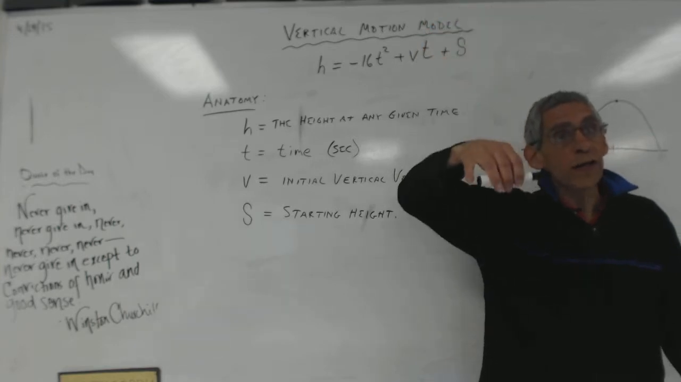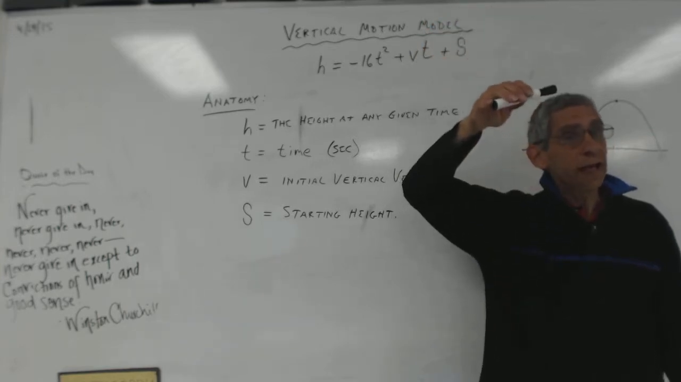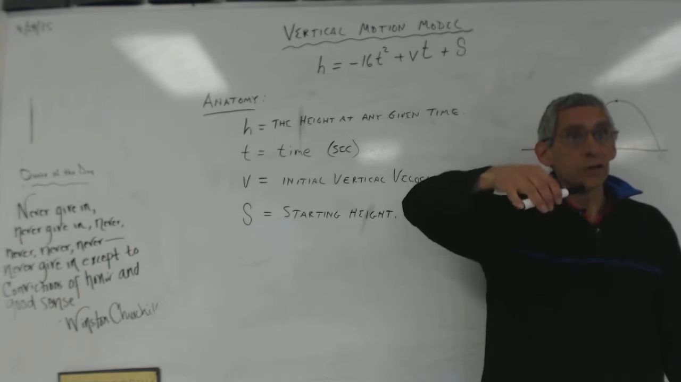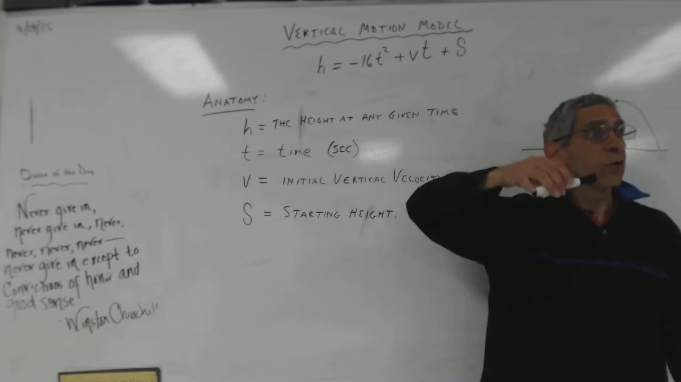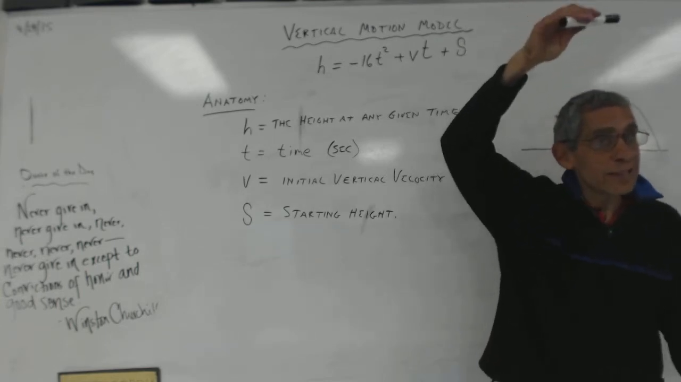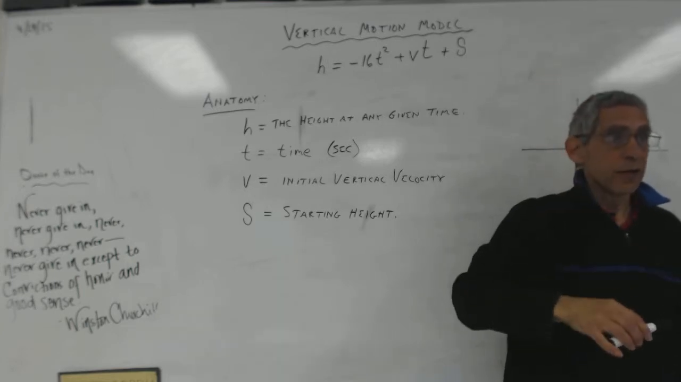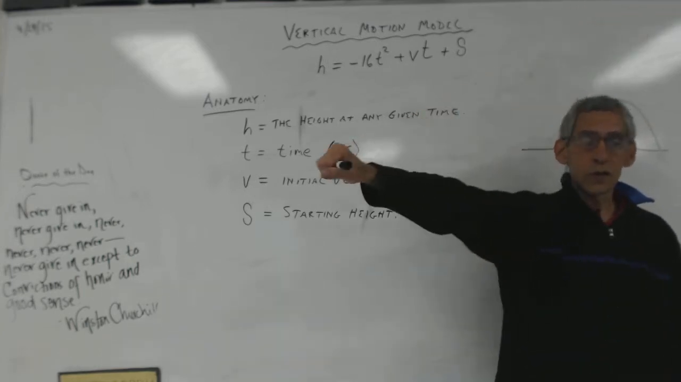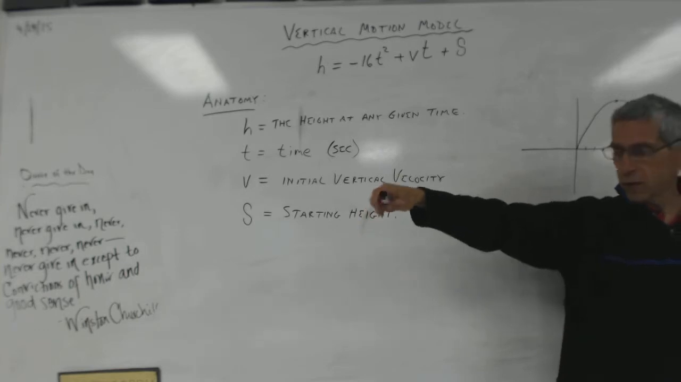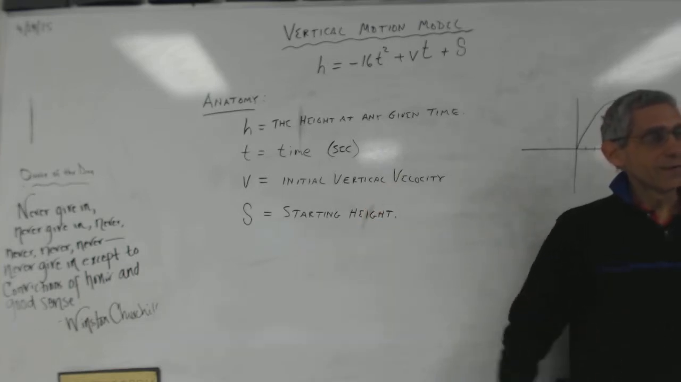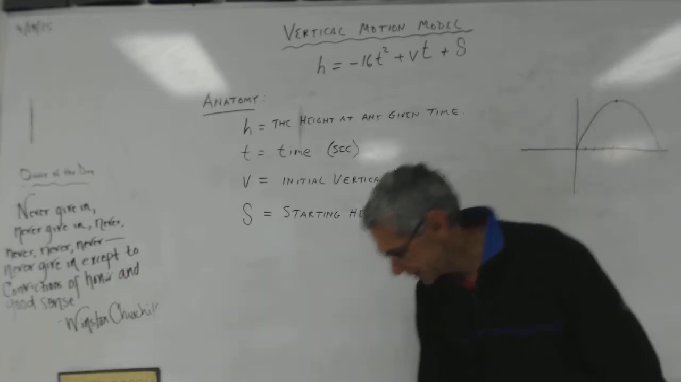So if I throw it vertically downward, it's an actual negative vertical velocity. Do you see what I'm saying? If I throw it upward, it's positive. If I throw it downward, it's a negative vertical velocity. What if I drop it? When I don't do anything, I just drop it.